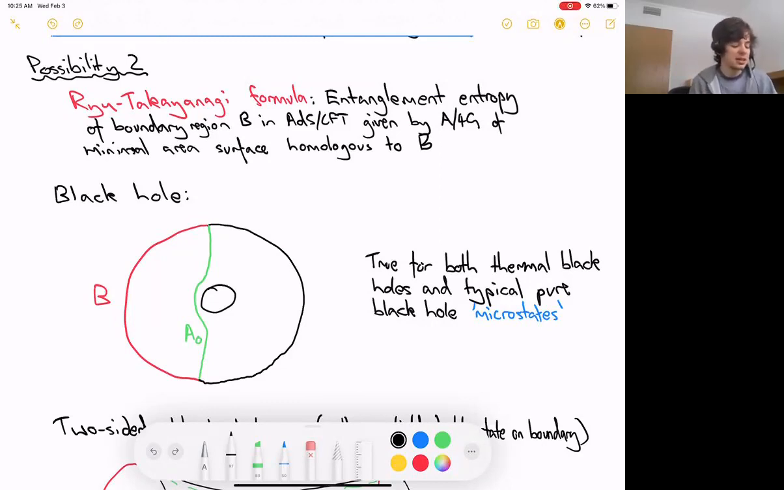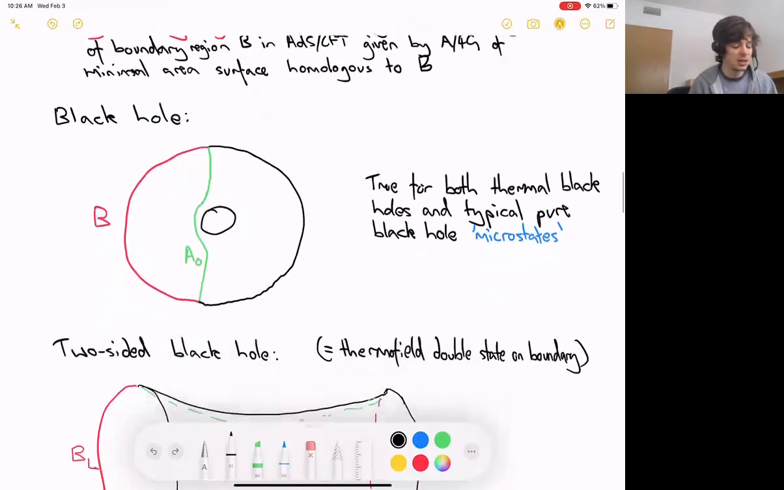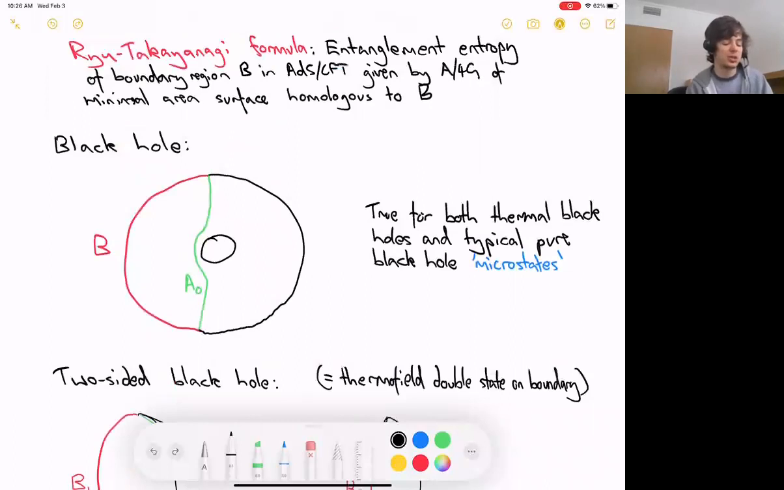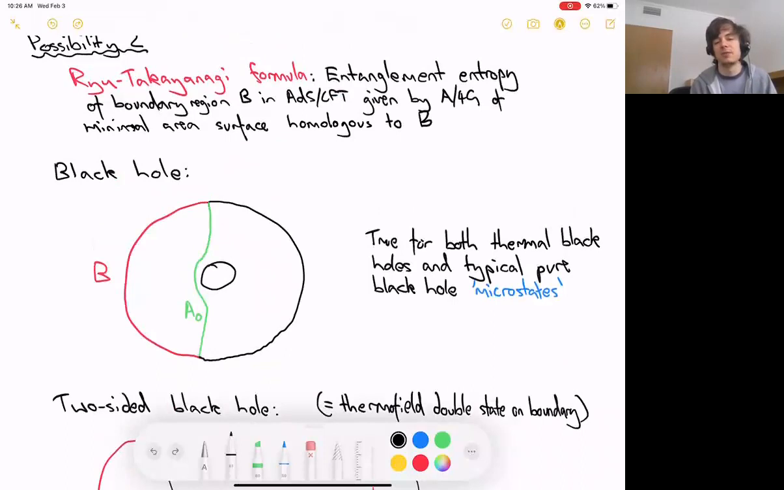And what it says is that if we have some subregion of the boundary that I call big B here, and we try to compute the entanglement entropy of reduced states on that boundary subregion, then that answer can be calculated using the bulk physics, the gravitational physics, and it's just given by the area of the smallest area surface, so this green surface here, that's anchored on this boundary region, that's homologous to this boundary region. And in fact, it's that area divided by 4 times Newton's constant. Sort of looks like Bekenstein-Hawking entropy.